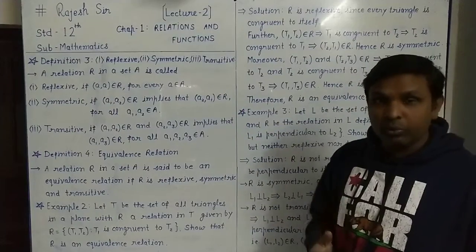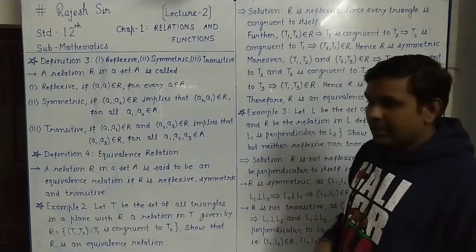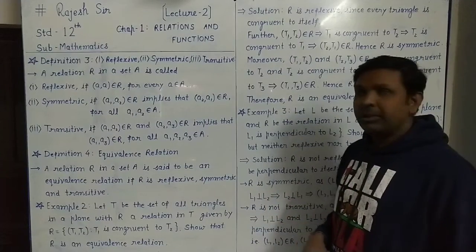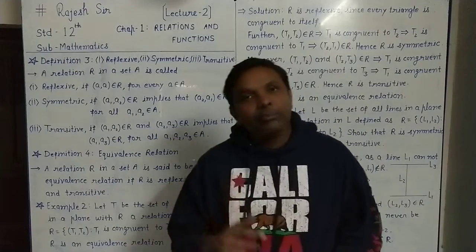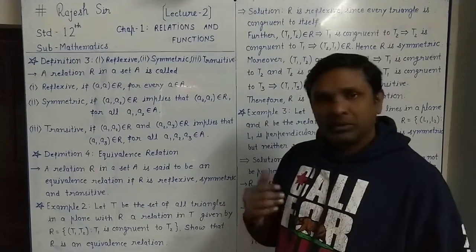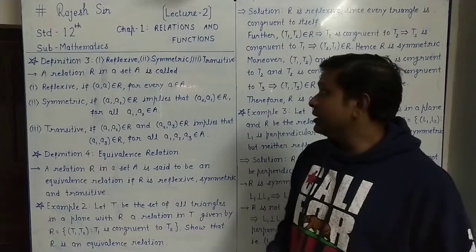This is lecture number 2. In the first lecture we understood the types of relations: the extreme relations, that is, the empty relation and the universal relation. One example we also did with the help of those definitions. Now we will see more definitions.